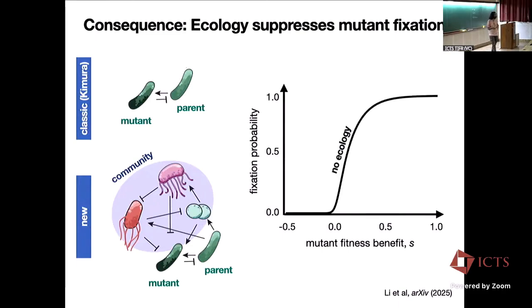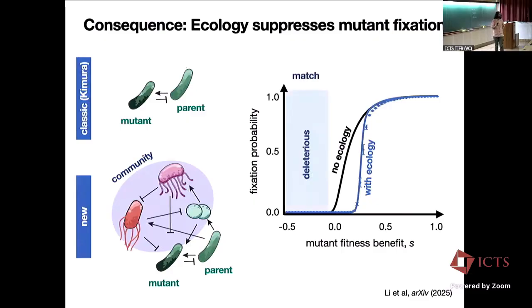This is what the Kimura formula looked like. I'll now call it no ecology. This is the case where there's no other community present. And you can plot the same expression that I showed you on the last slide for our case. So this would be the fixation probability in the presence of ecology. And you can see that there are some similarities, but importantly, there are some differences that I want to highlight.